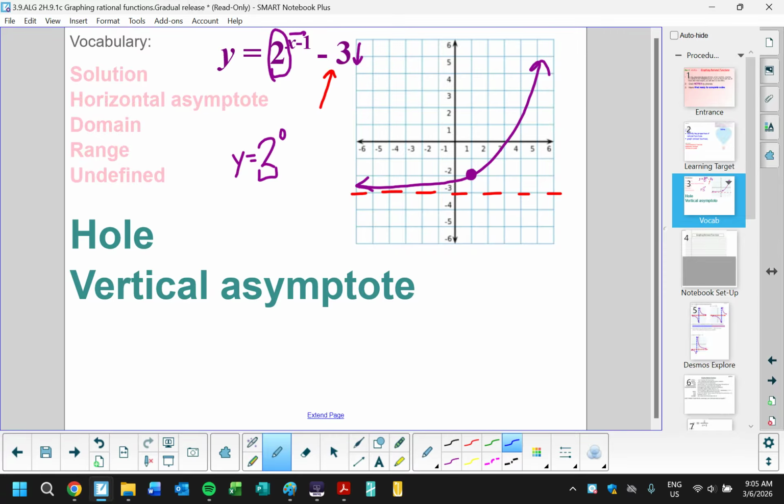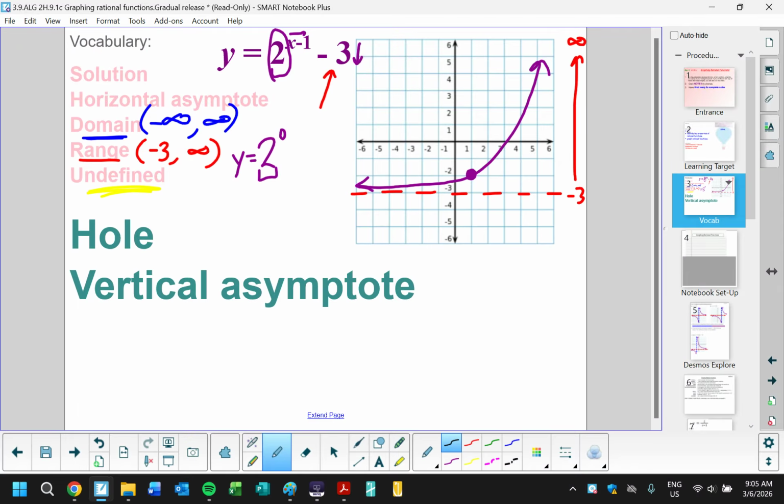Domain, all the possible x values that would work. In this case, you can have any negative, any positive, any x value at all. I just underlined the range, didn't I? The range is a bit interesting, though, because the range, it cannot even touch -3, but then it's going to go on to infinity. So for our range, we would say not including -3, but then all the way to positive infinity. If you did try to put in -3, well, a y value of -3, it would not work. Those words, we're going to use words like undefined.